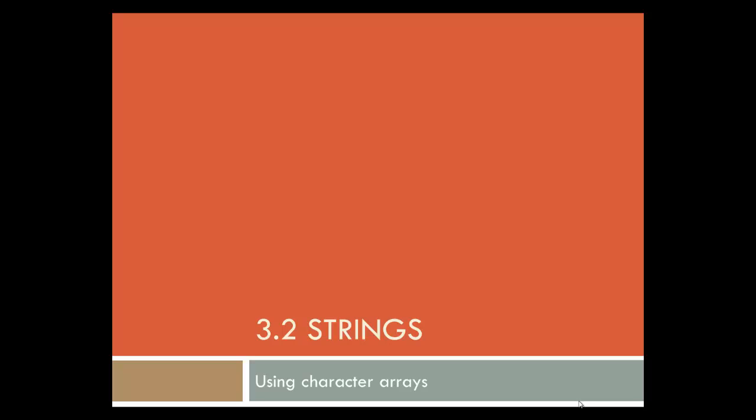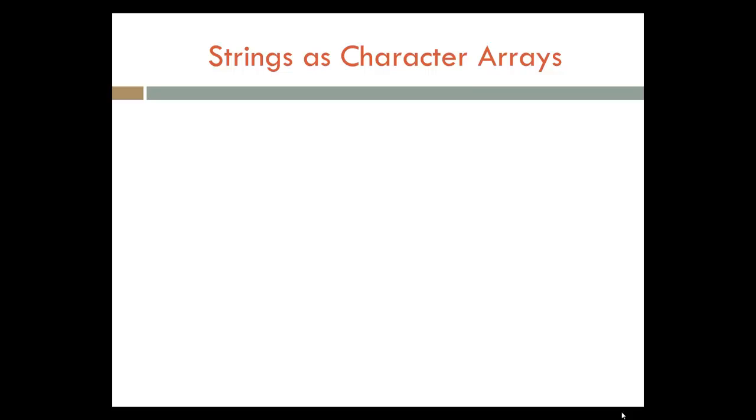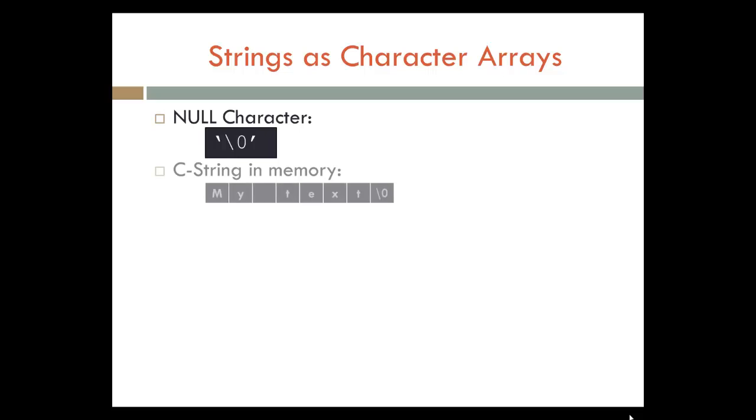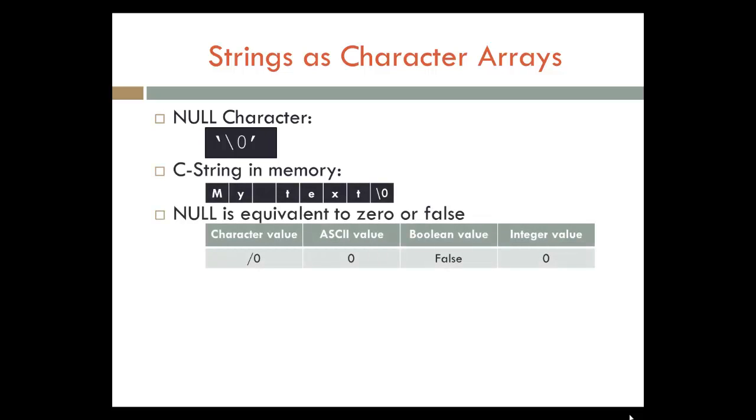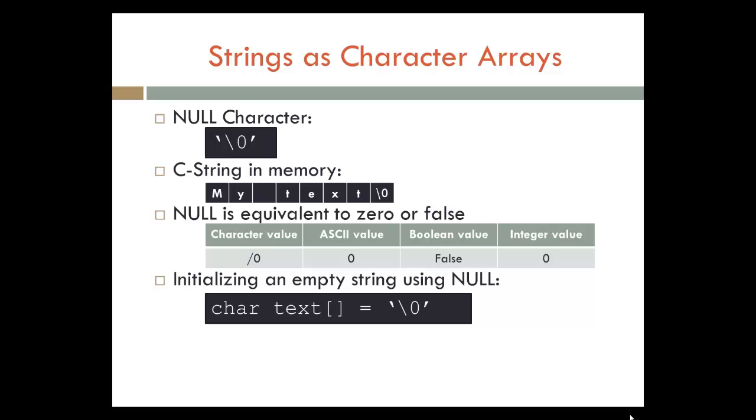The key difference between a normal array and a string, or an array of characters, is that the character arrays have a null character tacked onto the end. The null character is simply the escape character followed by a 0. So, a character array, or string, would look like this in memory. A null character is the equivalent of an integer 0 or a boolean false. The null character can be used to initialize a completely empty string.